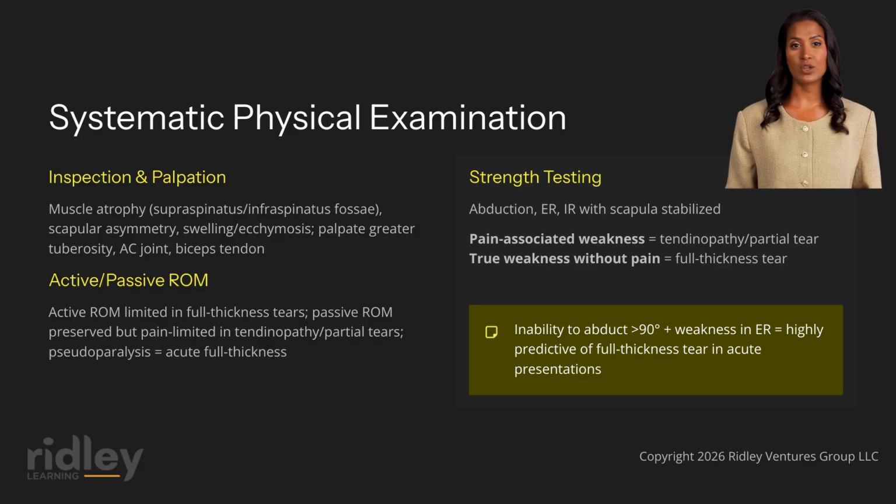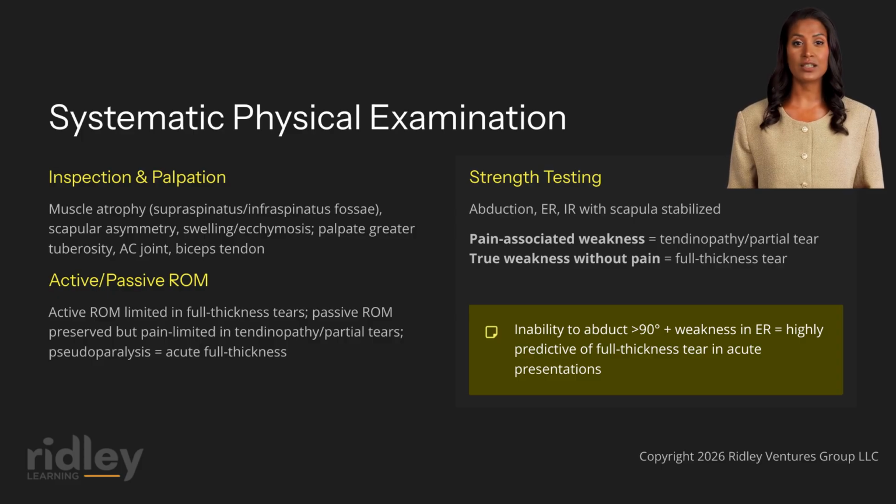Palpation is recommended to localize tenderness over the rotator cuff tendons, particularly the supraspinatus insertion at the greater tuberosity, as well as the acromioclavicular joint and biceps tendon, given the frequency of concomitant pathology. Active and passive range of motion should be systematically evaluated in all planes, with particular attention to abduction, forward flexion, and external rotation. Active range of motion is often limited in rotator cuff tears, especially full-thickness tears, whereas passive range of motion may be preserved but limited by pain in tendinopathy or partial thickness tears.